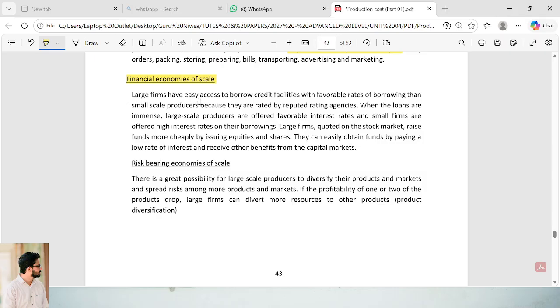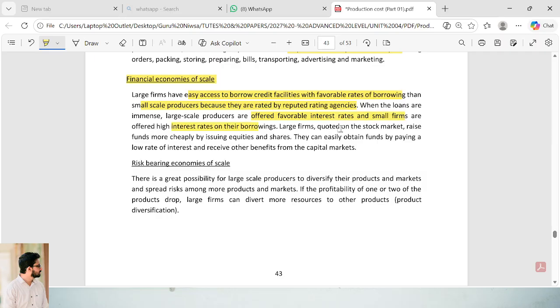Large scale firms have easy access to borrow credit facilities at favorable rates of borrowing than small scale producers, because they are rated by reputed credit agencies. That point is also very good. When the loans are immense, large scale producers are offered favorable interest rates, and small firms are offered high interest rates on their borrowings.